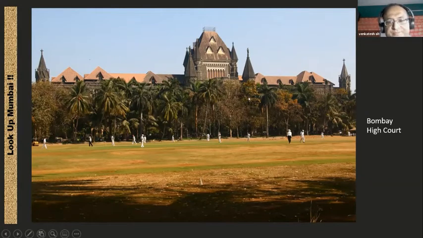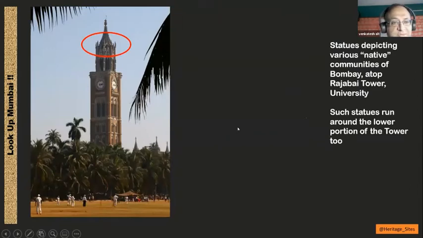Architecture itself is a full-fledged topic, and being a UNESCO World Heritage Site, of course, there are several write-ups on this. So we will just pass by. We were interested in the statues today, so we will just move along. Okay, then let us come along to the Rajabai Tower.